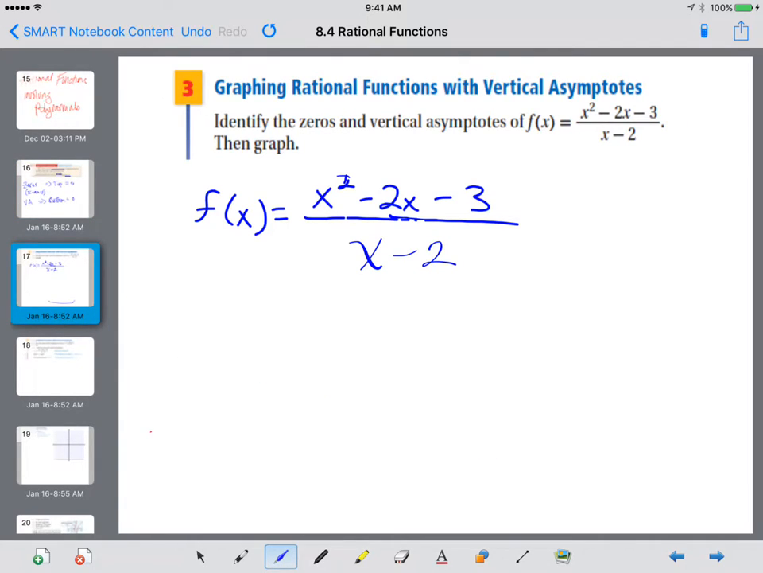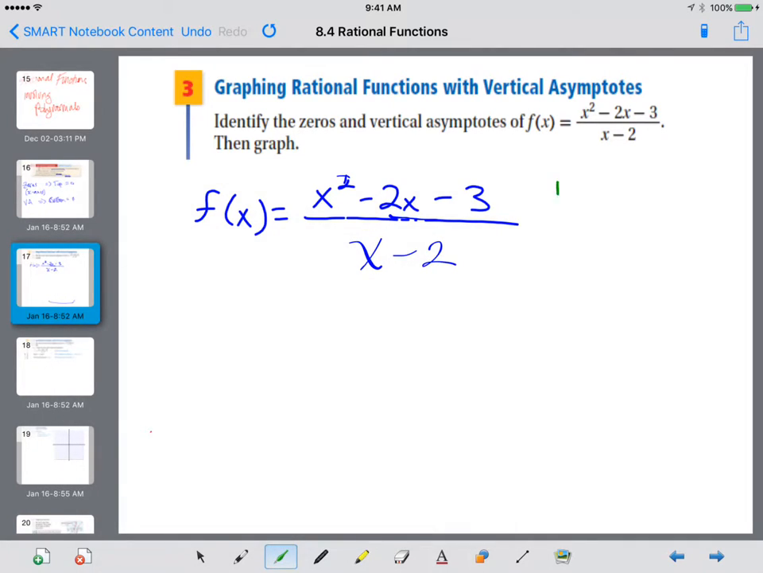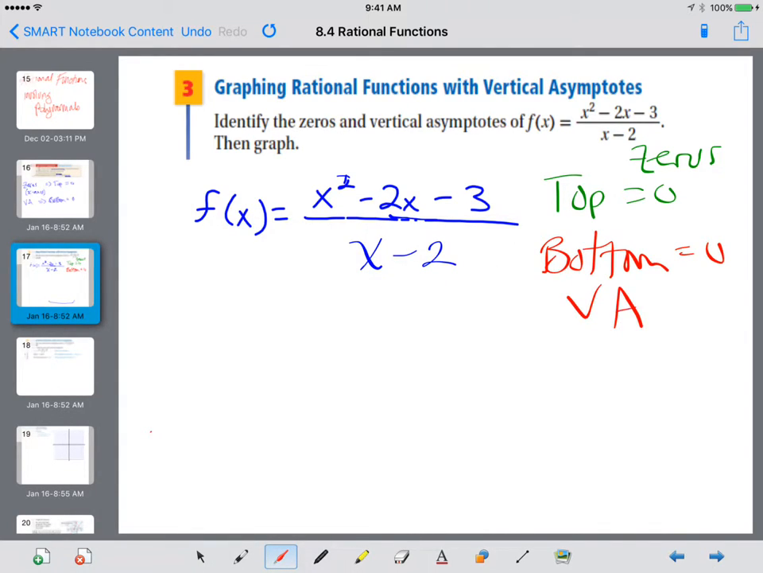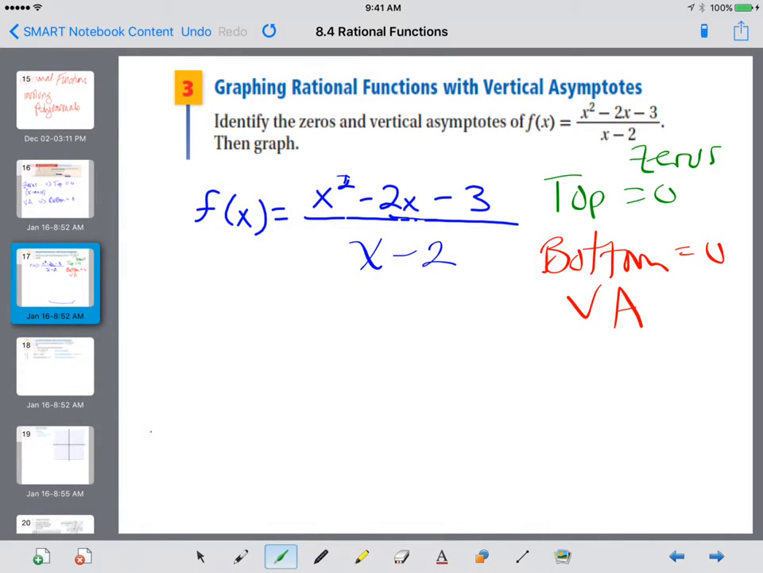So if we want to identify the zeros and vertical asymptotes of f of x equals x squared minus 2x minus 3 over x minus 2, we can do so by first setting the top equal to 0. That'll give us our zeros. If we set the bottom equal to 0, that'll give us our vertical asymptote. Let's start with the top. Let's say we have x squared minus 2x minus 3 equal to 0.